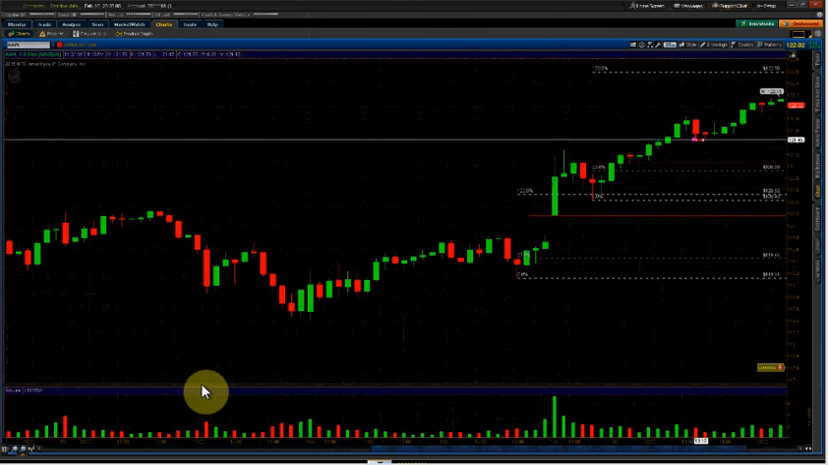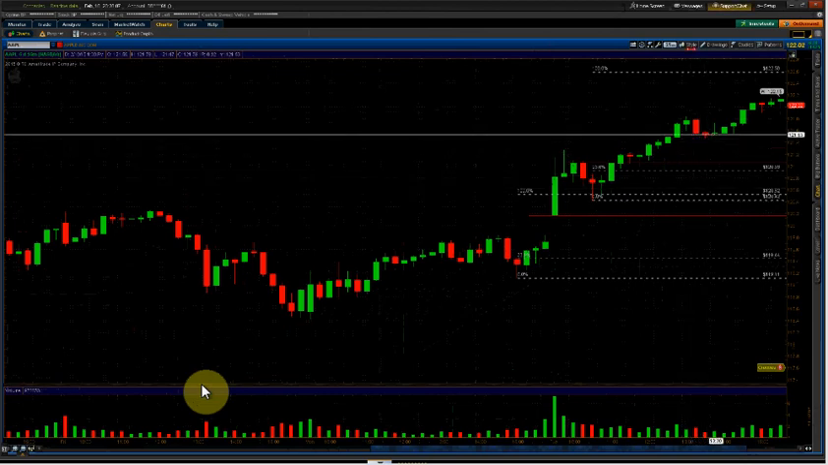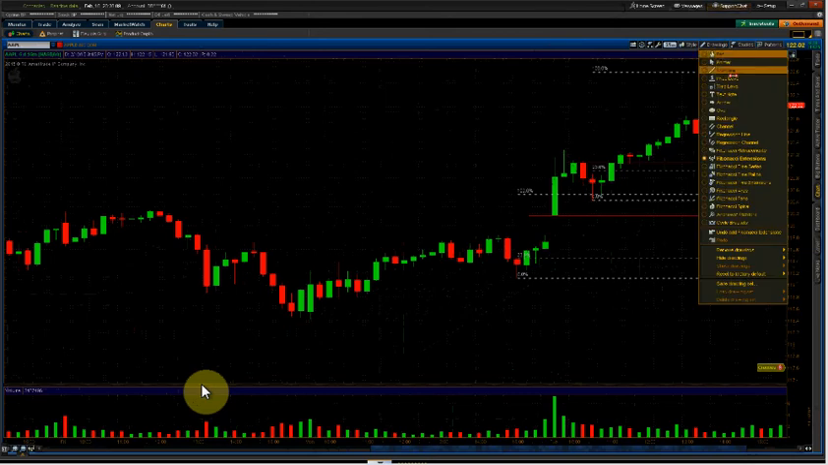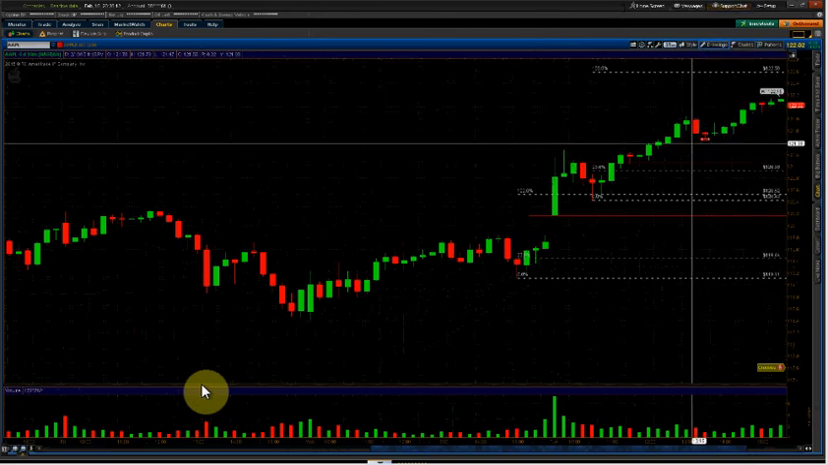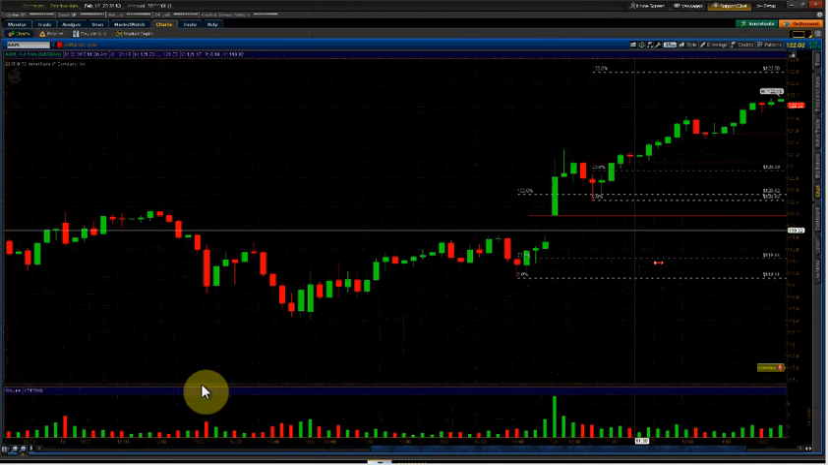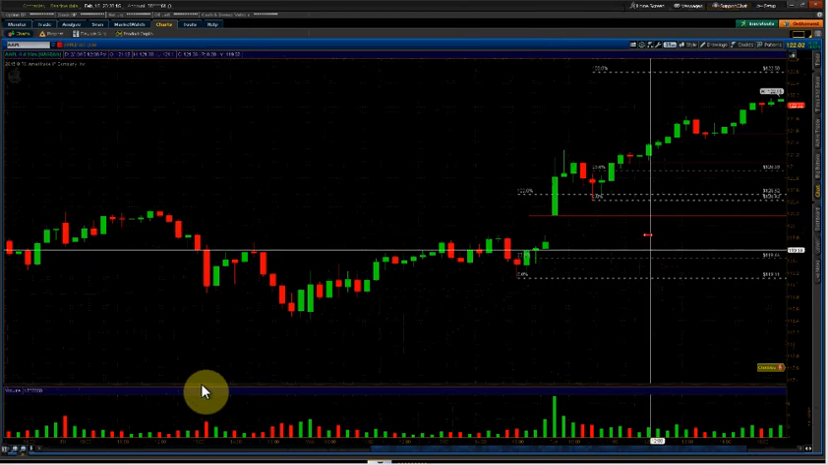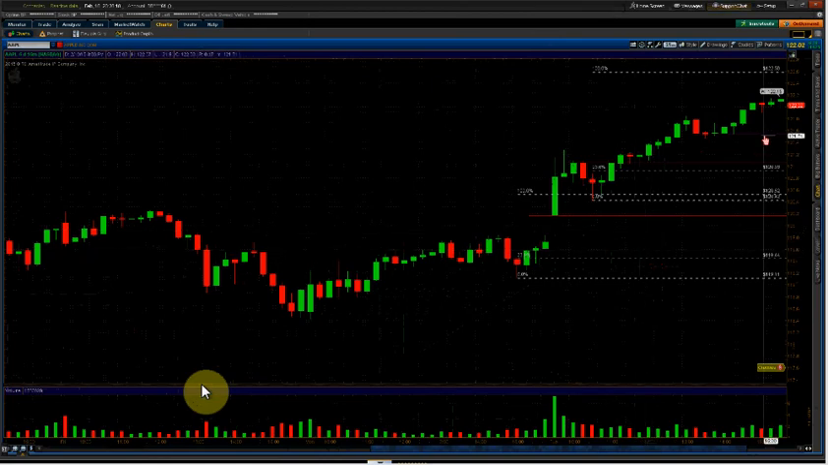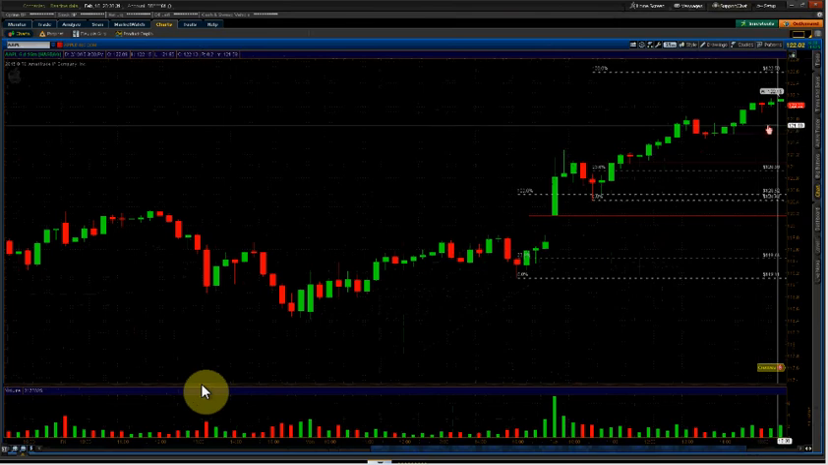Higher highs and higher lows. So, I could put a little line right here. Because if it dropped below that, basically it's going to make a lower low, right? And that could at least protect part of my gains.